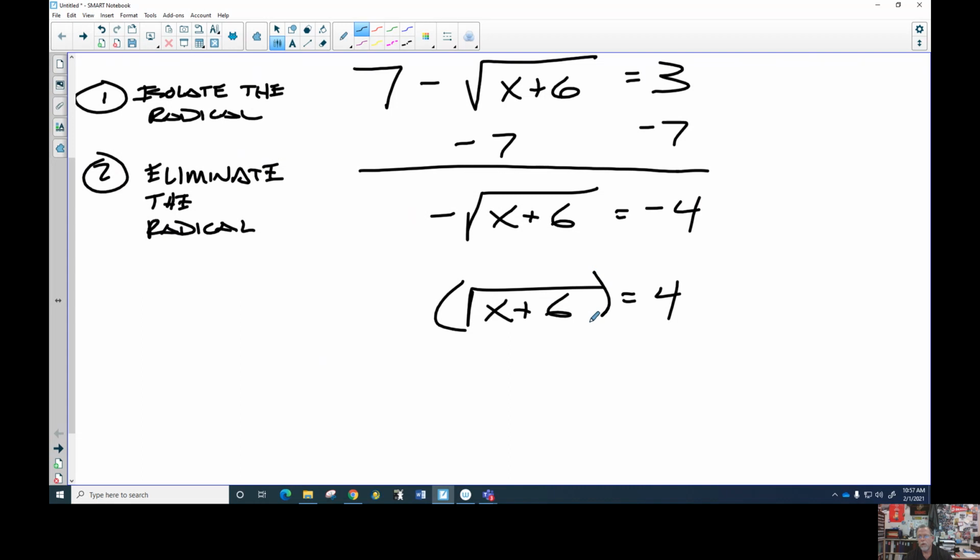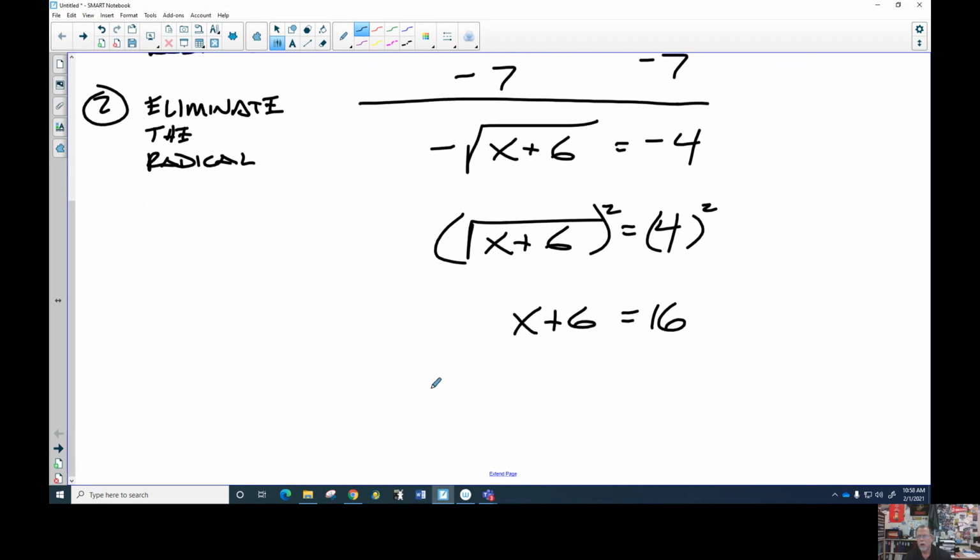So how do we get rid of it? Well, if it's a cube root, we cube it. If it's a square root, we square it. If it's a fourth root, we take it to the 4th power. We just get rid of it, whichever way is appropriate for the type of root it is. In this case, it's a square root, so we square each side. And that gives us x plus 6 equals 16. So now we solve. Last step of the process, solve for your variable. So now subtract 6 and x equals 10.